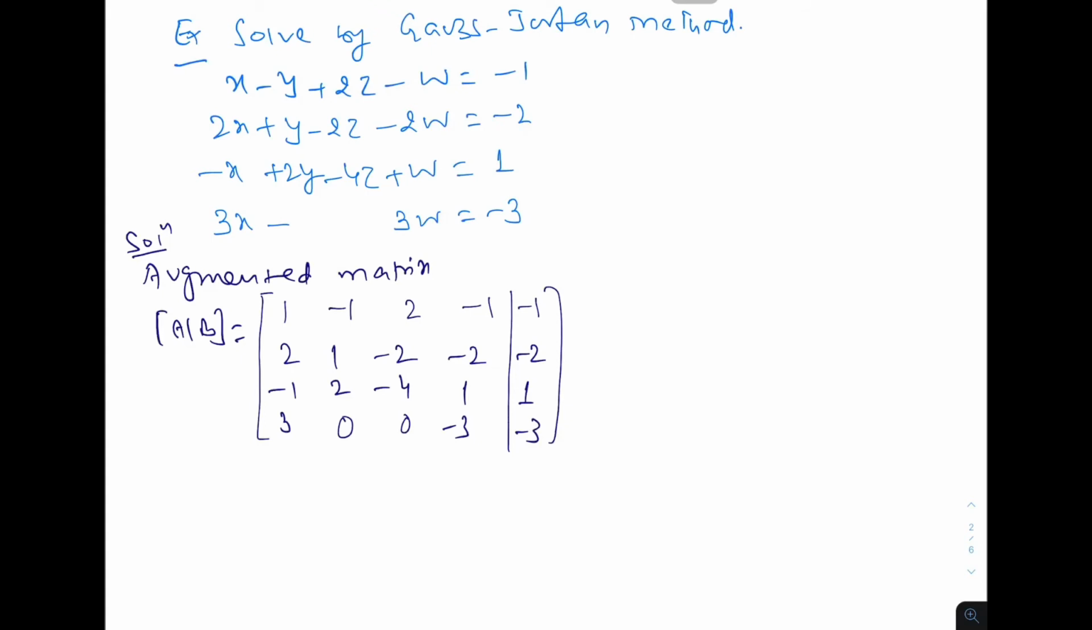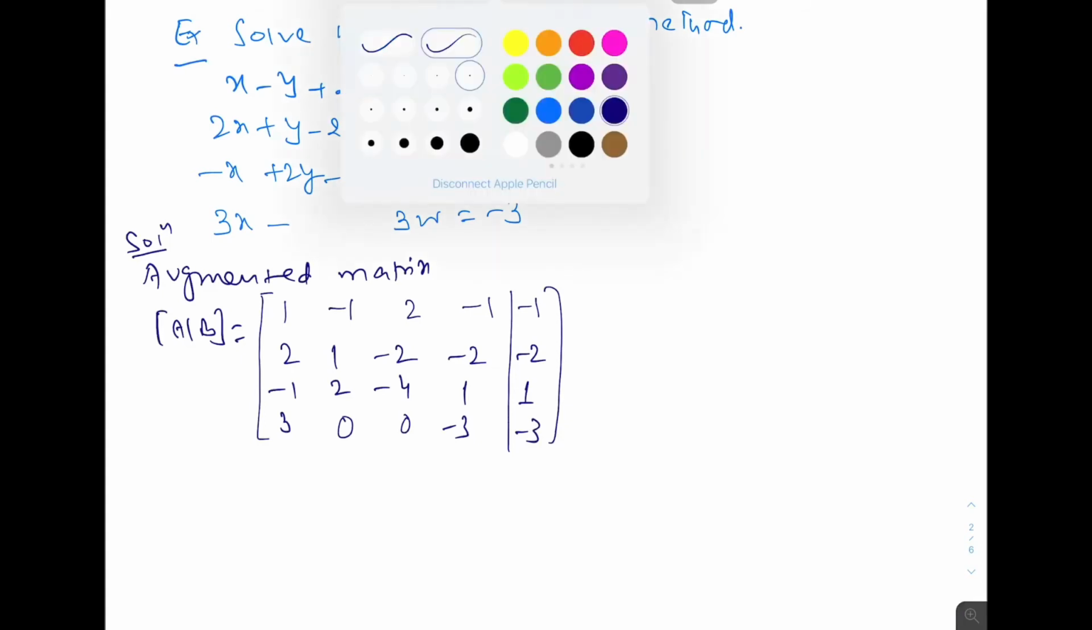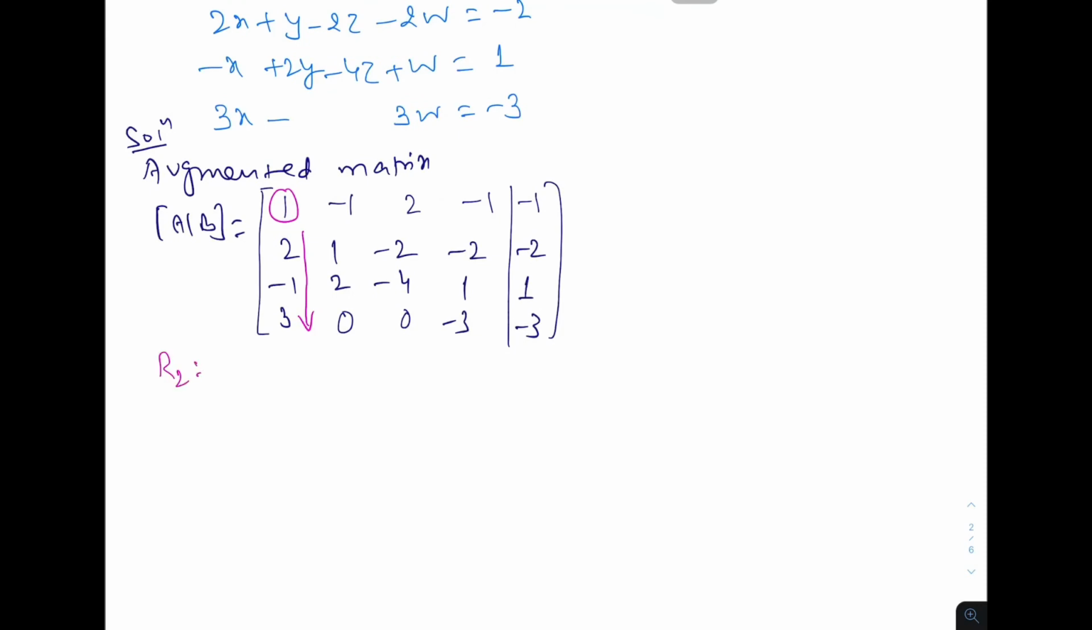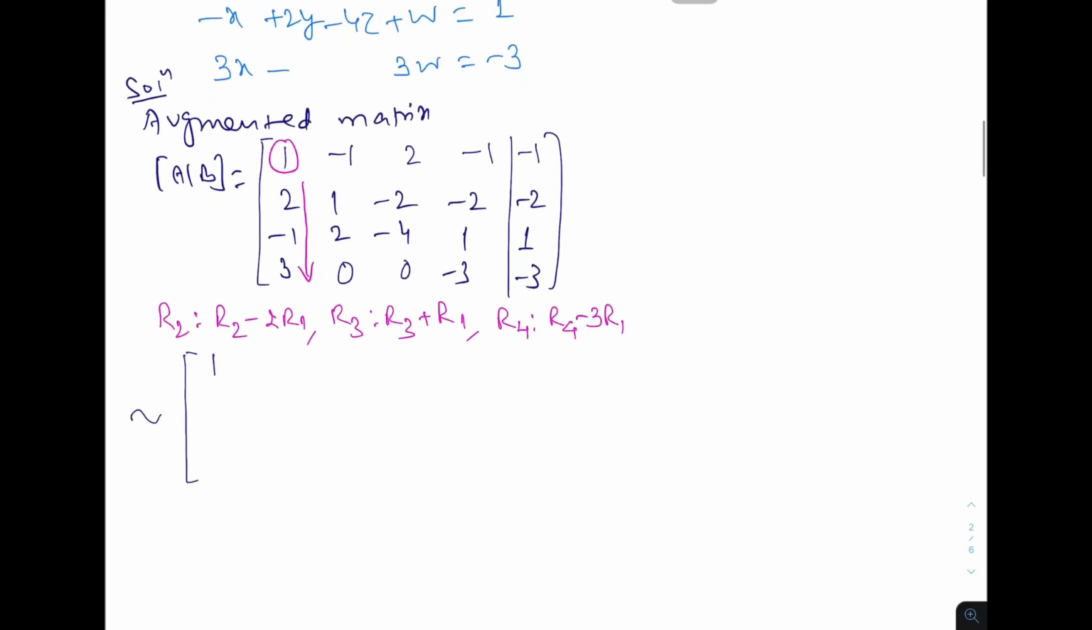And -3. Okay. Now we are having this 1. So by using this one, make the entry below this to be 0. And so that is R2 minus 2R1. Then R3 plus R1. R4 minus 3R1. Okay. And so this is 1, -1, 2, -1 and -1.